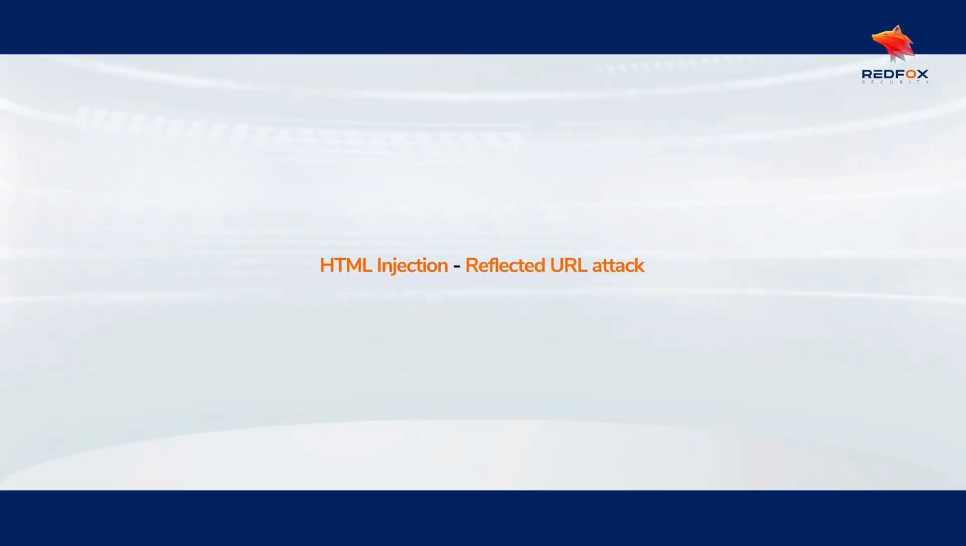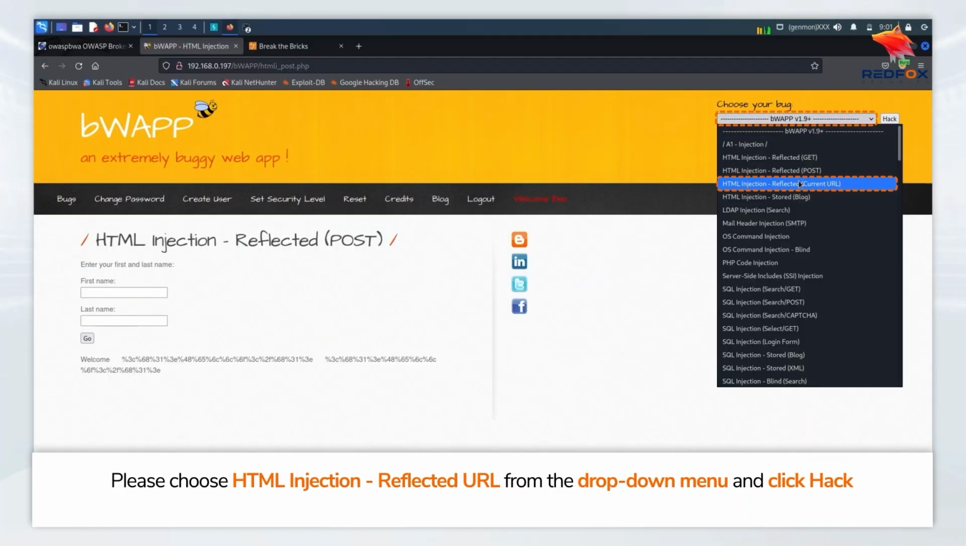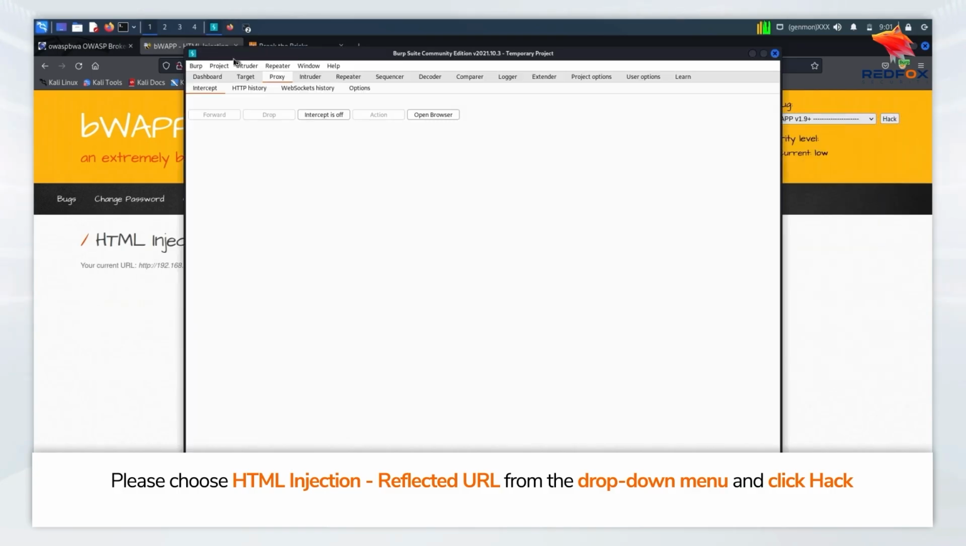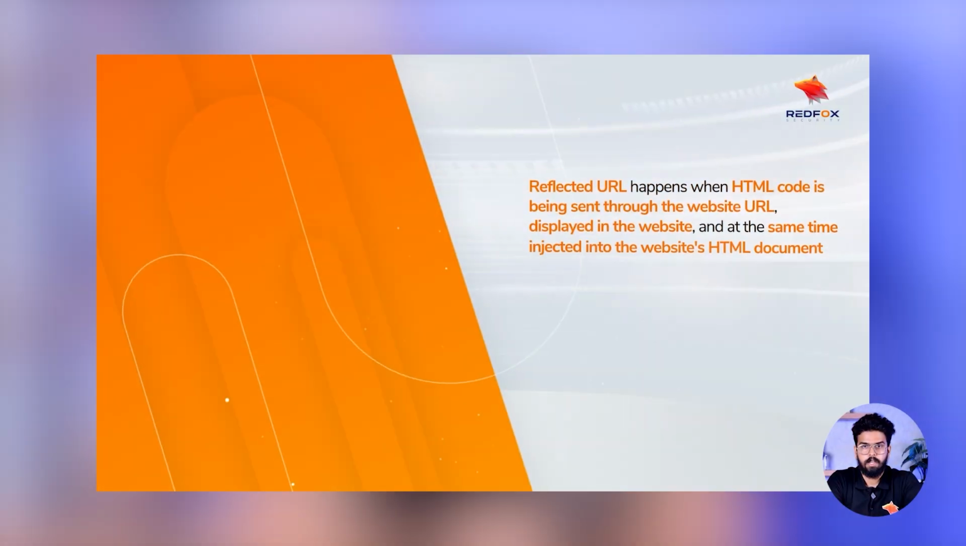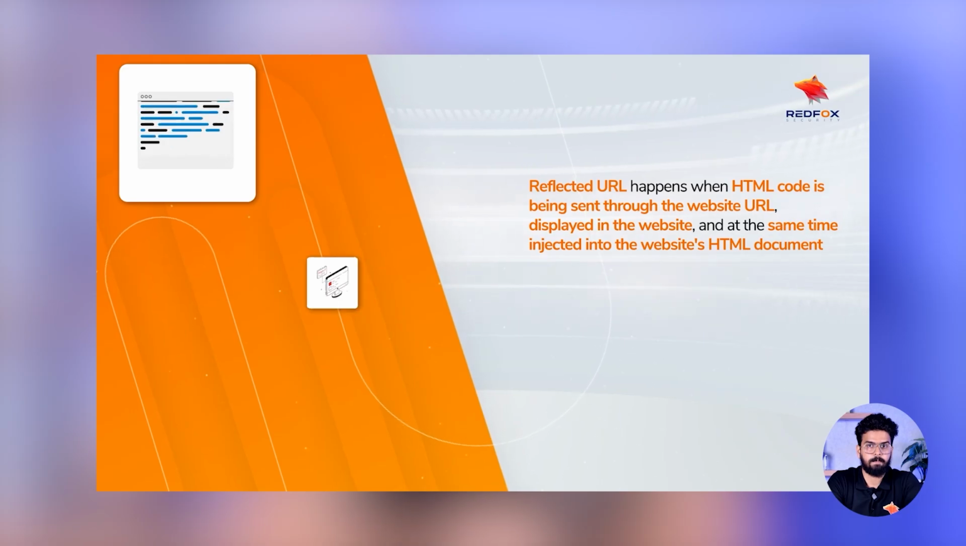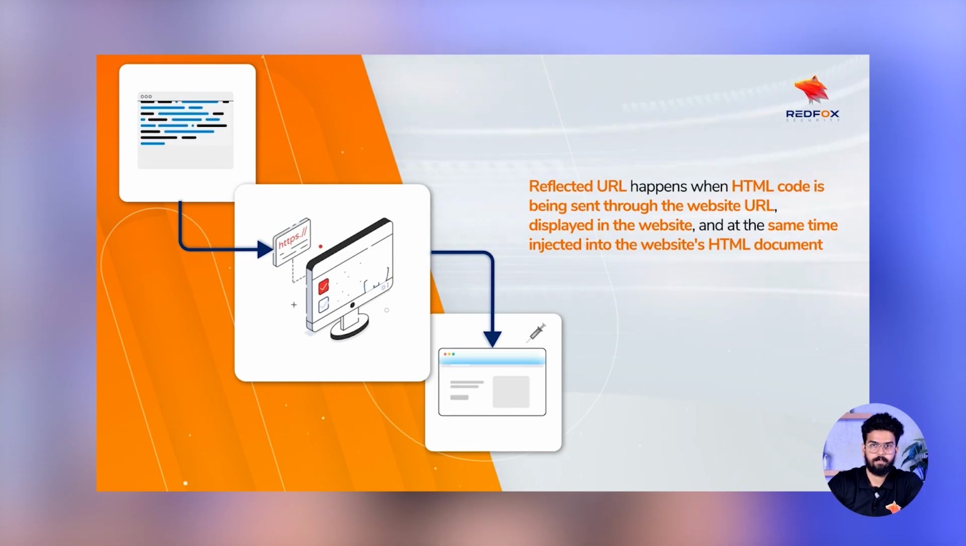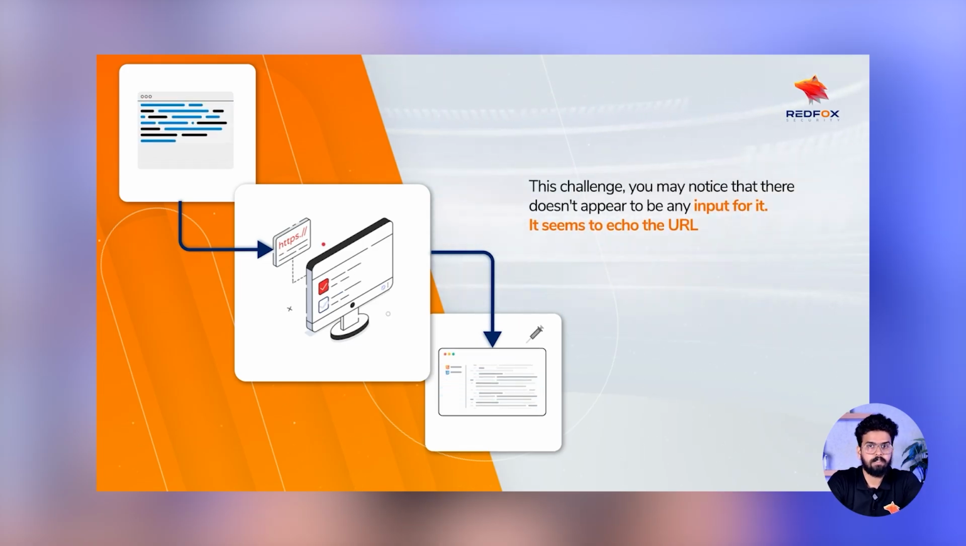HTML injection reflected URL attack. Please choose HTML injection reflected URL from the drop-down menu and click hack. Reflected URL happens when HTML code is being sent through the website URL displayed in the website and at the same time injected into the website's HTML document. In this challenge, you may notice that there doesn't appear to be any input for it. It seems to echo the URL.